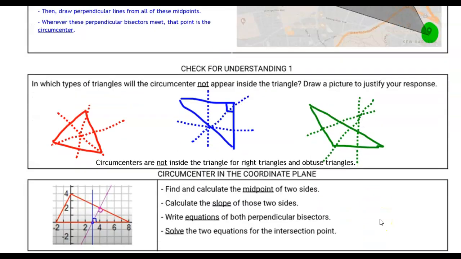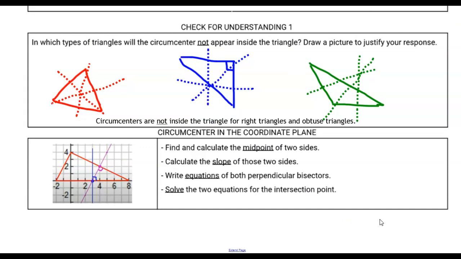All right. Let's take a look at circumcenters in the coordinate plane. And you'll notice that we're following the same procedure that we outlined in the letter to the students for that student project problem. In order to find circumcenters in the coordinate plane, we're going to find and calculate the midpoint of two sides. That's what we told the students to do first, find the midpoint. And then calculate the slopes of those two sides to find equations of both perpendicular bisectors. That's what we asked the students to do, draw perpendicular lines from those midpoints. And then finally, last but not least, we're going to solve the two equations for the intersection point.